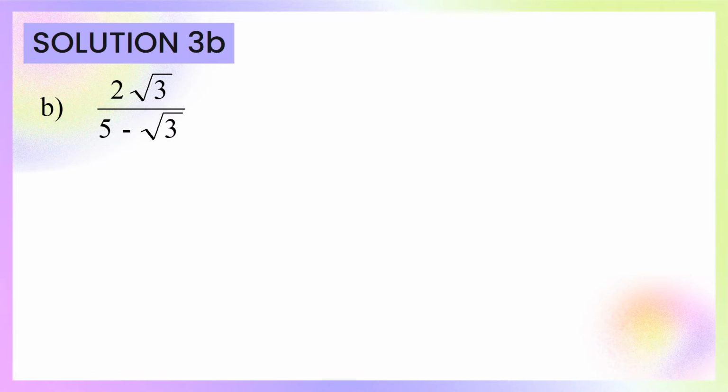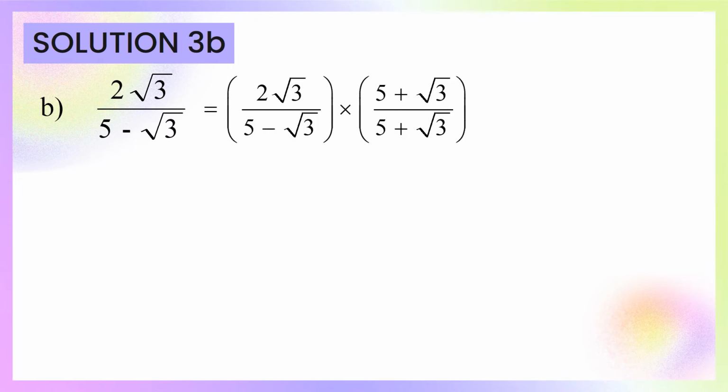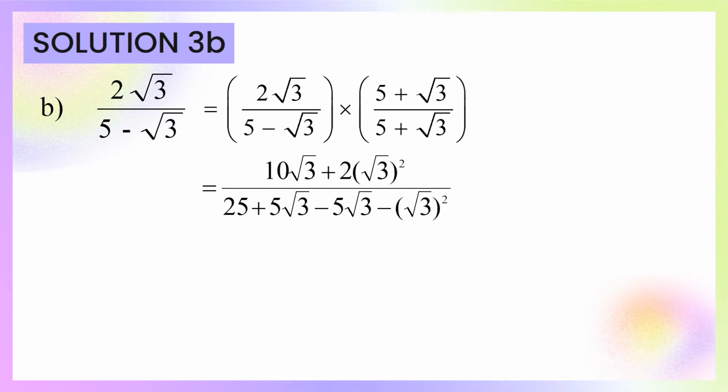Alright, so the first step, you need to multiply both numerator and denominator: 2√3 over 5 minus √3 multiplied by 5 plus √3 over 5 plus √3. Then we need to expand on top and on the bottom. On top we expand 2√3 multiplied by 5, and we get 10√3, and then 2√3 multiplied by √3, we get plus 2 times √3 squared. And then on the bottom, we need to expand 5 minus √3 with 5 plus √3.